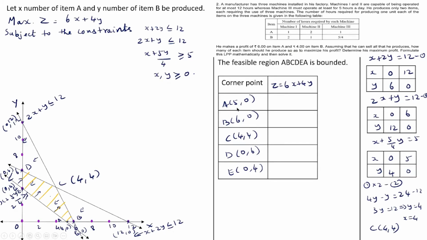So for the corner point A (5, 0), when we substitute x as 5 and y as 0, we get Z as 30. For corner point B, the value of Z is 36. We have to substitute x as 6 and y as 0. Then for C, x is 4 and y is 4, so the value is 40. Then for the coordinates (0, 6), when x is 0 and y is 6, the value of Z is 24. And then for E, when x is 0 and y is 4, the value is 16.